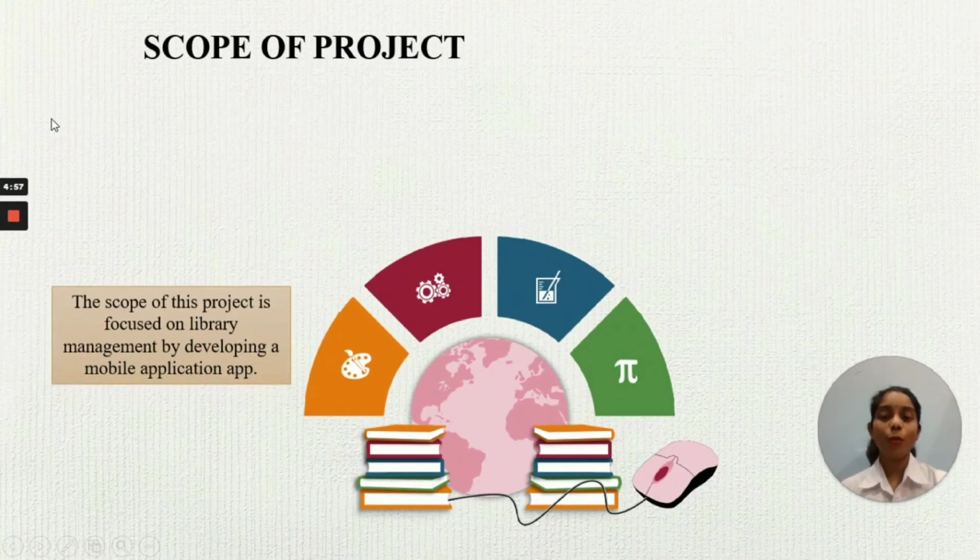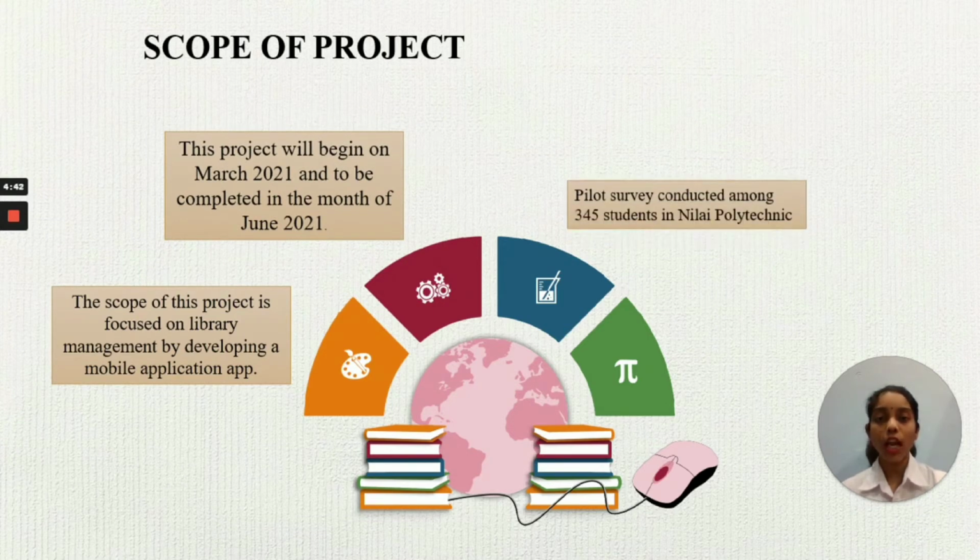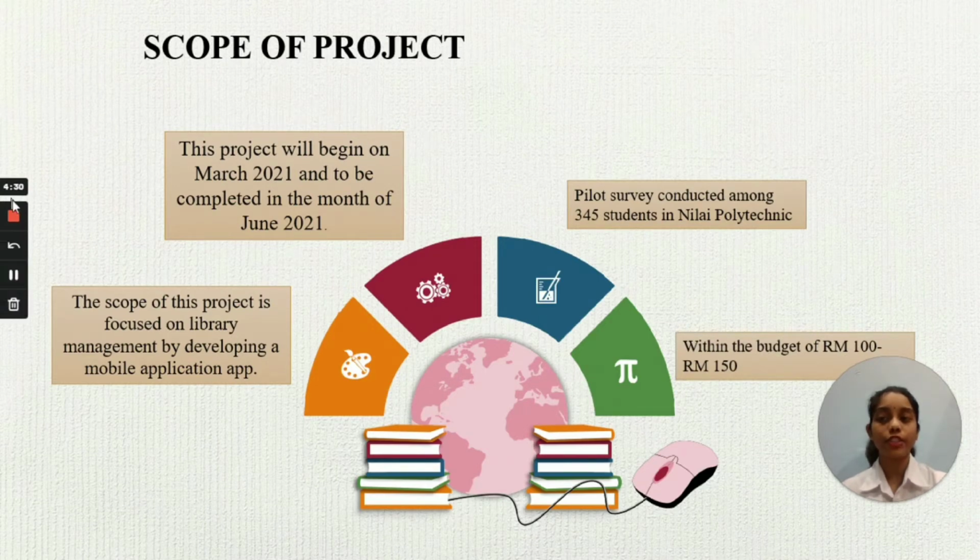Next, the scope of the project. The scope of this project is focused on library management by developing a mobile application. This project will begin in March 2021 and is to be completed in the month of June 2021. A pilot survey was conducted among 345 students in Nilai Polytechnic. This project is within the budget of RM100 to RM150.